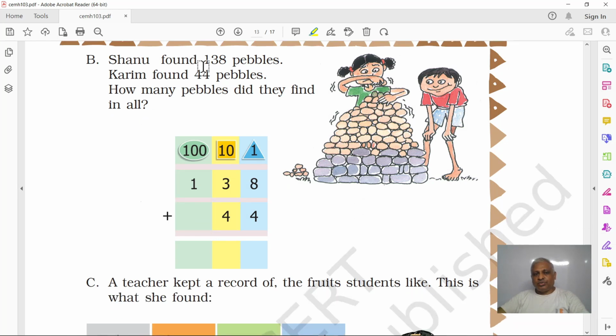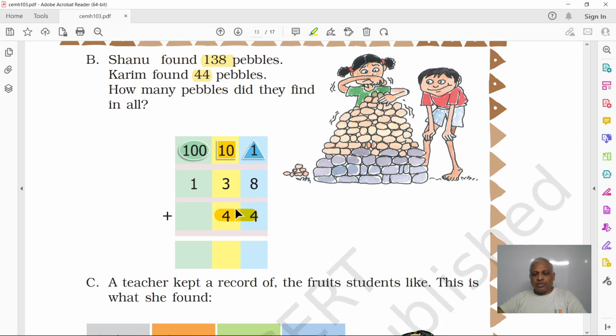Shanu found how many pebbles? 138. Pebbles, we like to play, right? Small stones. And you may find it on the beach as well, or any other river area as well. Karim has 44 pebbles. So, how many in total they will have? 138 plus 44. It's a simple addition. Okay? Hundreds, tens, ones. You always write like this very clearly.